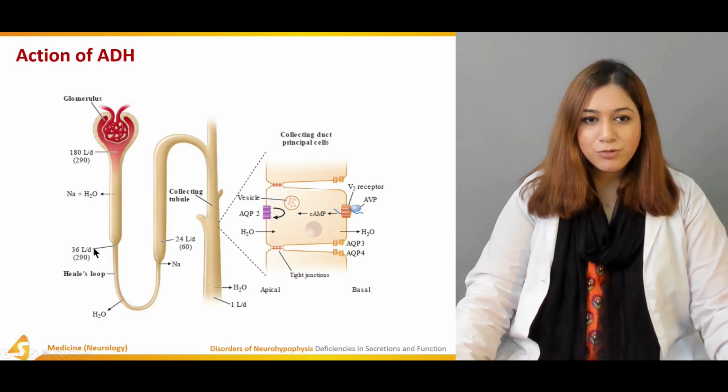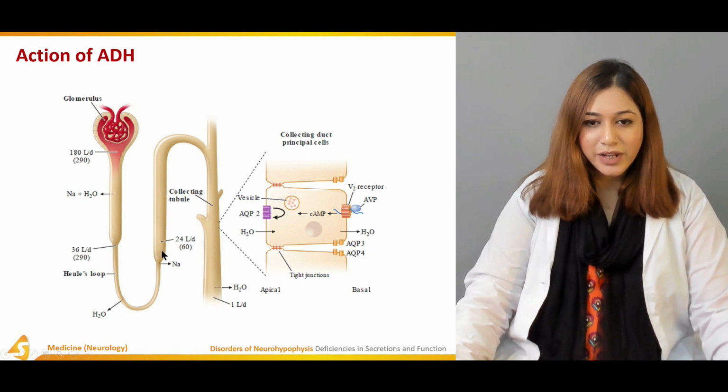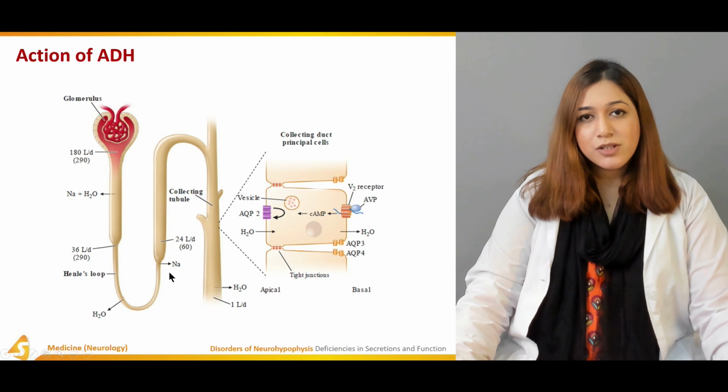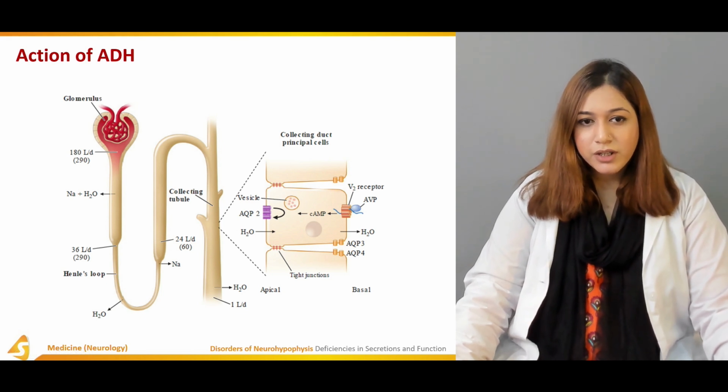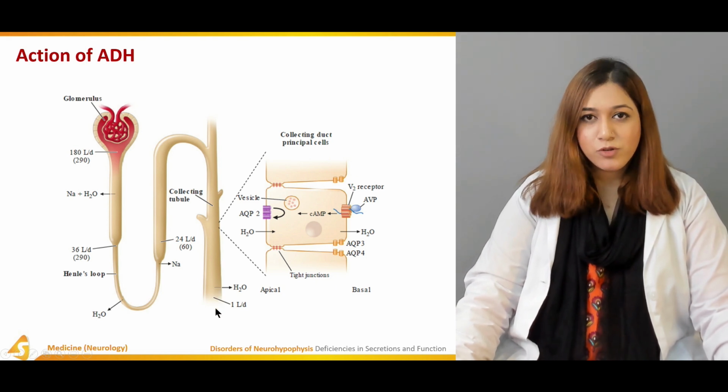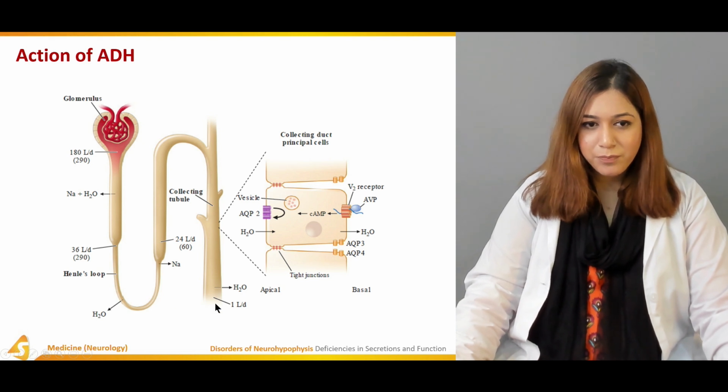The remainder is diluted to an osmolarity of 60 millimoles per liter, 60 millimoles per kg. How is it diluted? By selective reabsorption of sodium and chloride in the ascending limb of Henle. In the absence of AVP, urine issuing from the loop passes largely unmodified through the distal tubules and collecting ducts, and it results in a maximum water diuresis. So there will be no absorption of water in the absence of AVP.